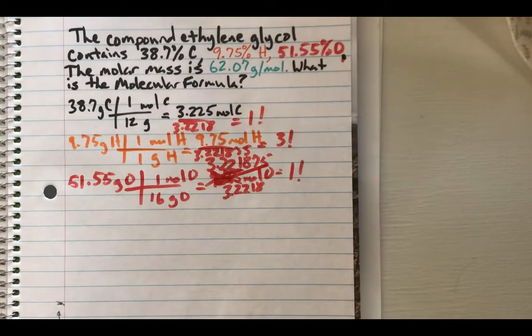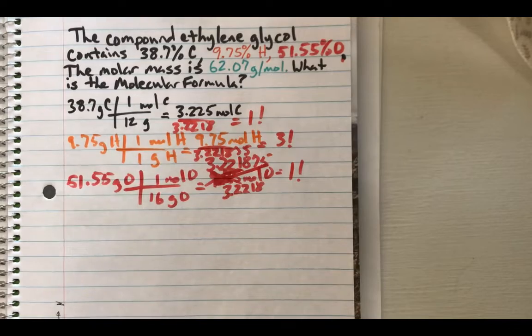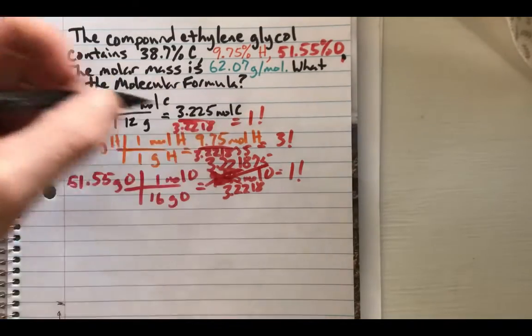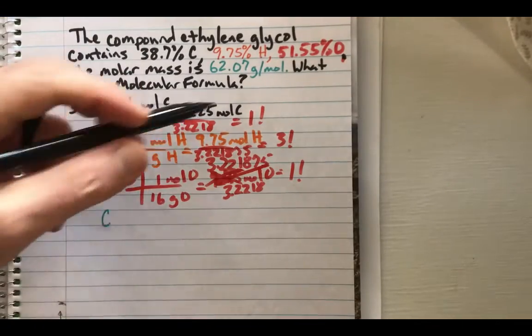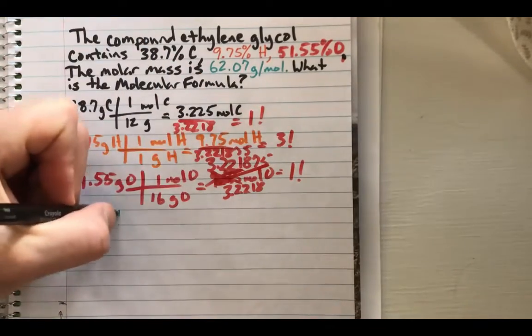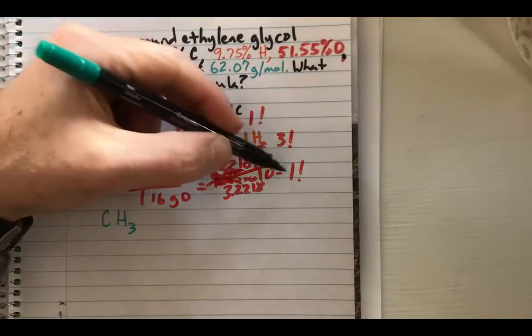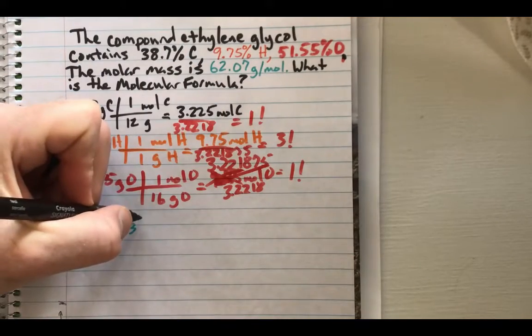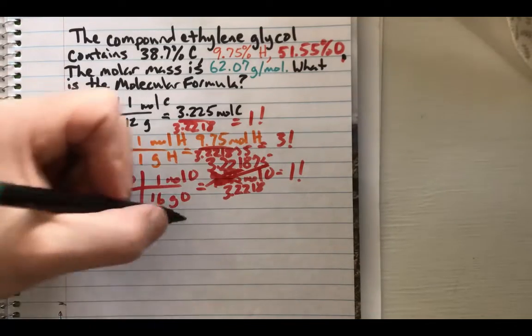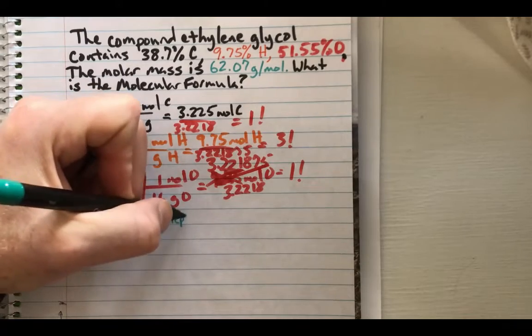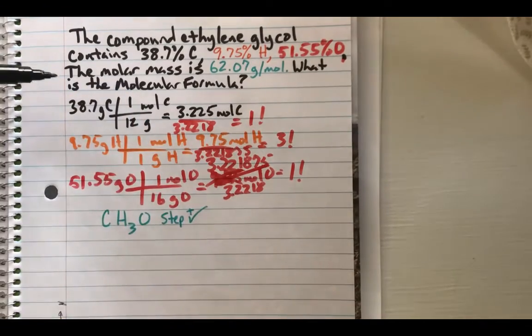So what does this mean? Well, we just figured out the empirical formula for this is going to be 1 carbon, so C, 3 hydrogens, H3, and 1 oxygen. So it's going to be CH3O. That is step 1. Step 1 is done.